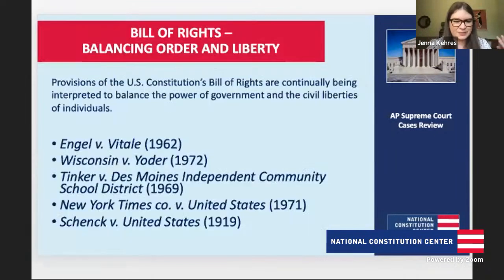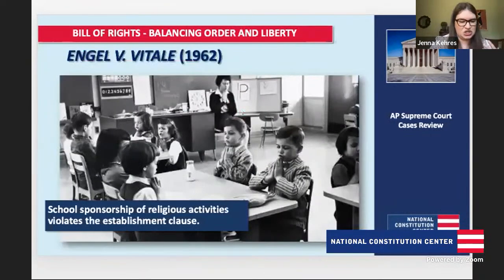Let's move on because this is a pretty meaty grouping right here, some pretty big ones. So looking at the Bill of Rights and balancing kind of those individual liberties with the government's job of creating order. So we have a whole list of them. So again, we have limited time, so we'll jump right in and start with Engel v. Vitale, 1962. What's this case about, Tom, and why is it important?